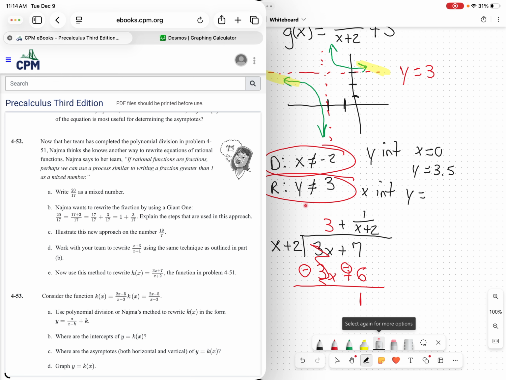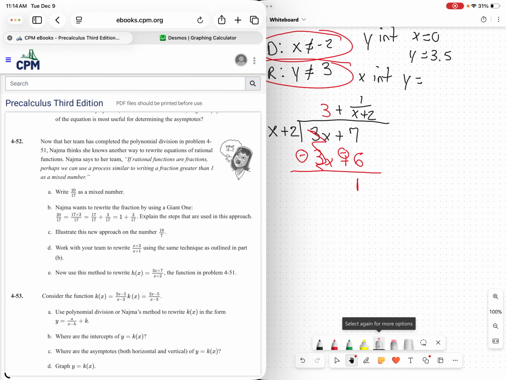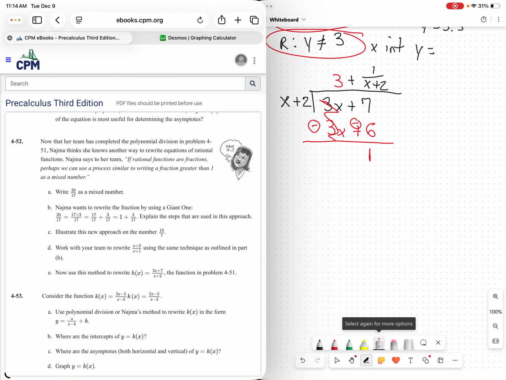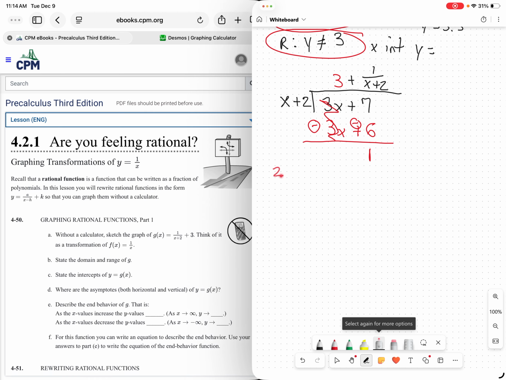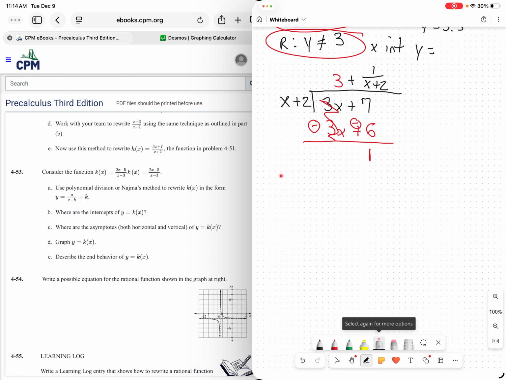So we have a problem here in 52: is there another way to do this besides long division? So let's look at this. It's kind of a neat little way to look at it. It says rewrite 20 over 17 as a mixed number. So if we do that, sorry guys.